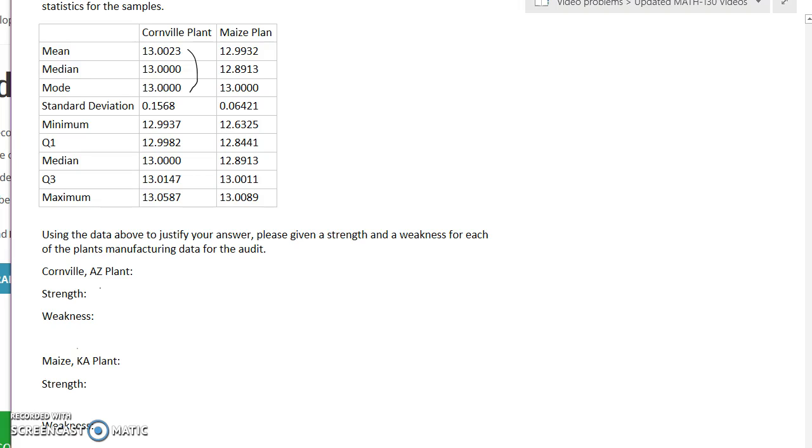So the strength would be all three measures of center indicate that we're producing 13 or very close to 13-ounce bags of chips.